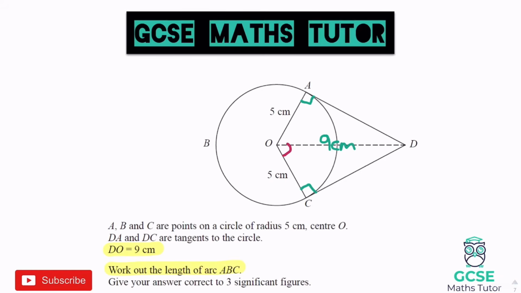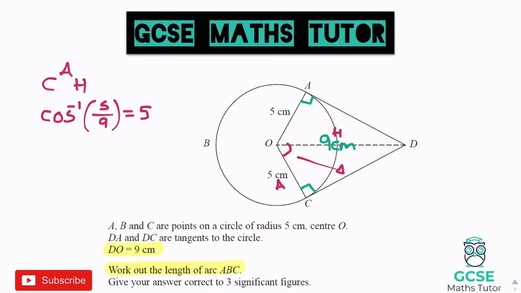So if I label this triangle up, we don't need the opposite here, but we've got our adjacent and we've got our hypotenuse. So we can use cos, and those of you that use formula triangles, there we go. CAH. When we want to work out the angle, we're going to do cos minus 1, A over H. A is 5, H is 9, so cos minus 1, 5 over 9. Let's type that in, and that equals 56.25 degrees. So there we go, 56.25 degrees.